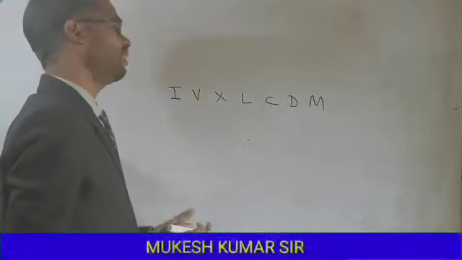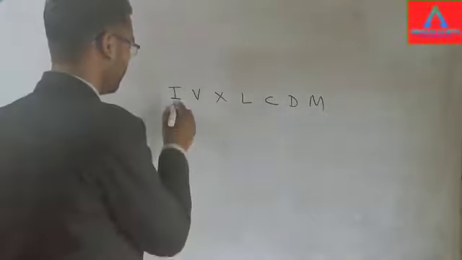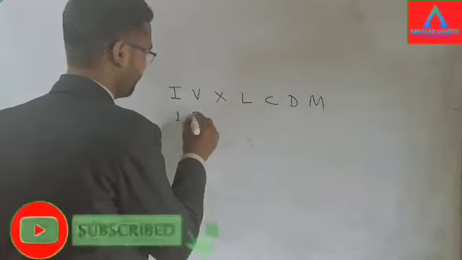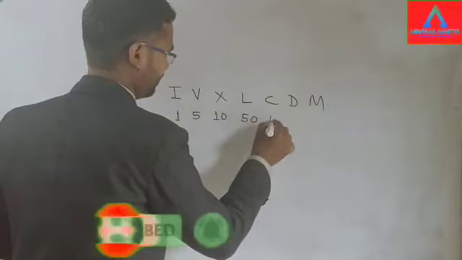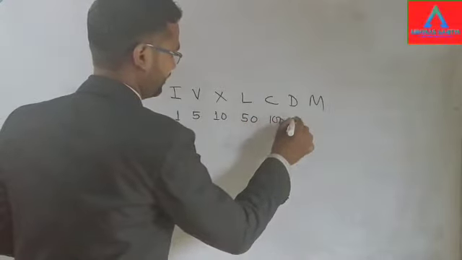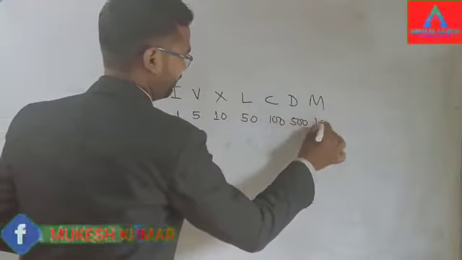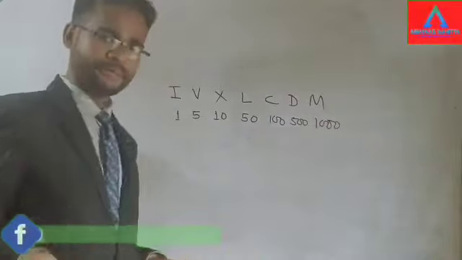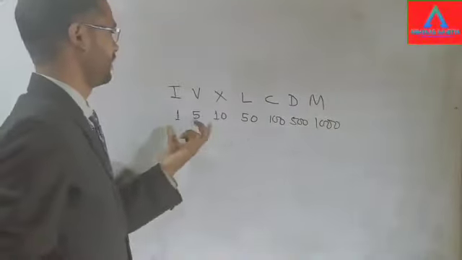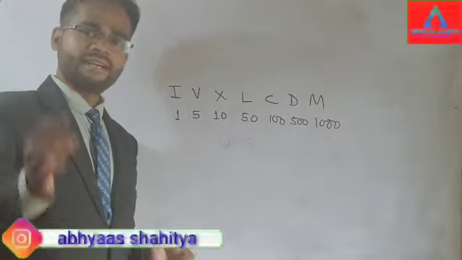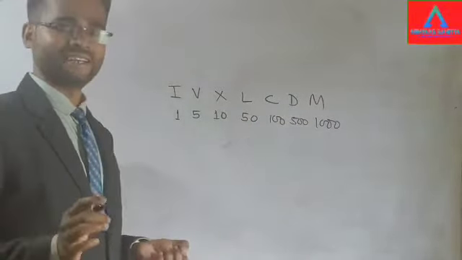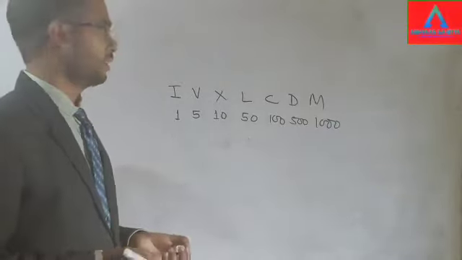My dear students, what is the meaning of these letters? I is 1, V is 5, X is 10, L is 50, C is 100, D is 500 and M is 1000. You are already familiar with the meaning of these letters. So, my dear students, today we will write the count from 1 to 100. Let us see how we can write.